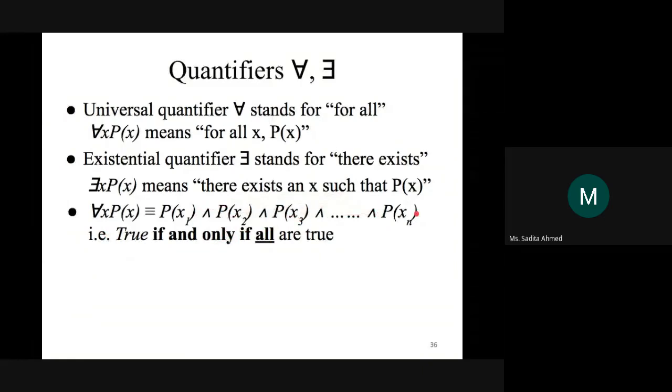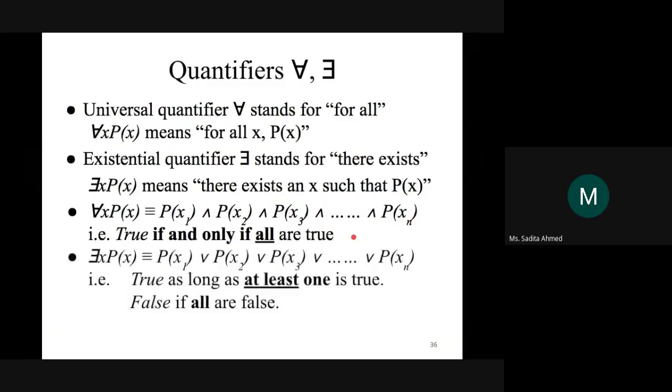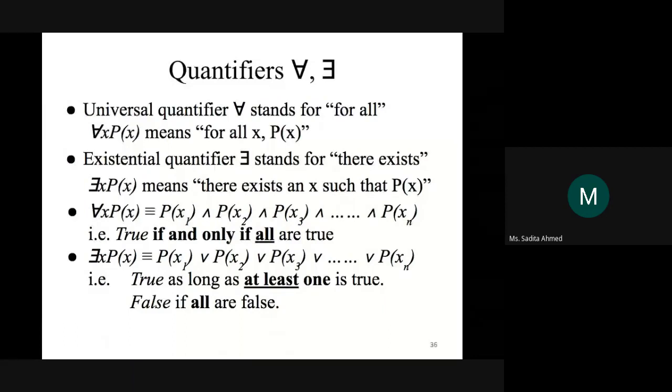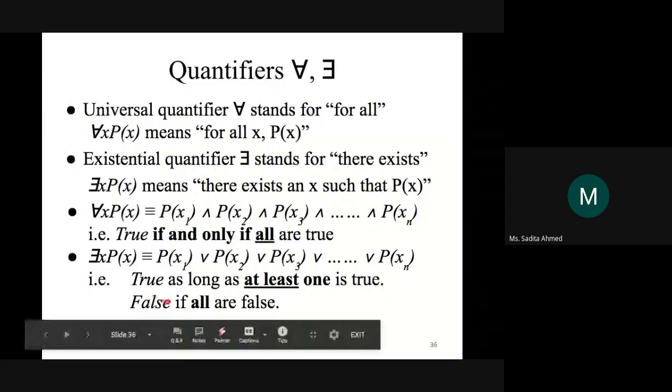And for the existential quantification, what do you guys think? What will we have there? The or operator. Very good. Why is that? Because at least one has to be true. Exactly. As long as at least one is true, it's going to be true. Very similar to the idea of an or. And false only if all are false. So, existential quantification can be represented in this format.